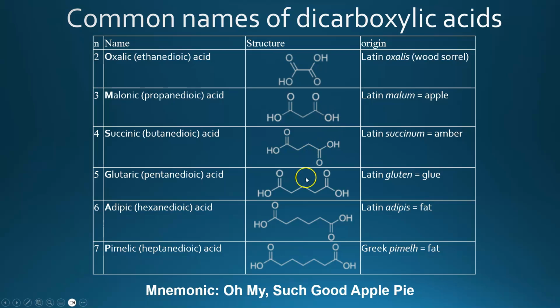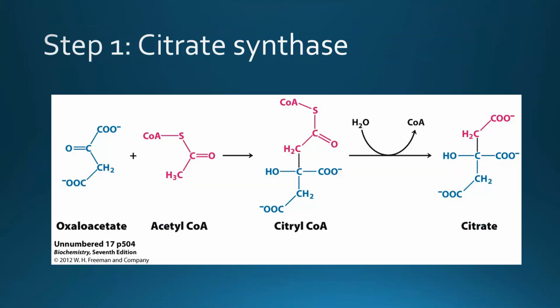You have succinate, glutarate, adipate, and pimelate, or adipic acid and pimelic acid. And here's a mnemonic device you can use to help remember those first 6 dicarboxylic acids. In these next slides, the specific chemical reactions of each of the steps are shown. I'm going to go through those briefly, very briefly, because you already saw them in the other diagrams.